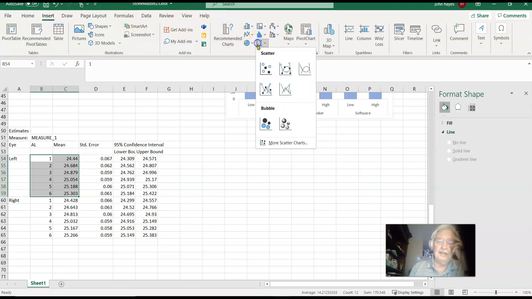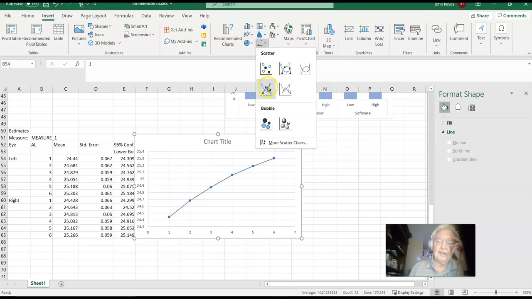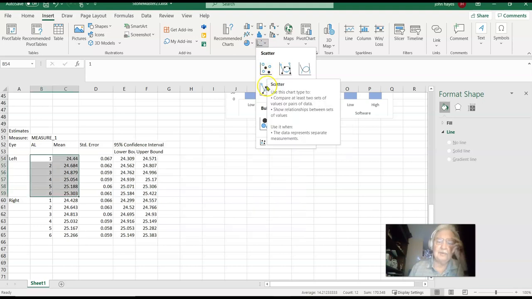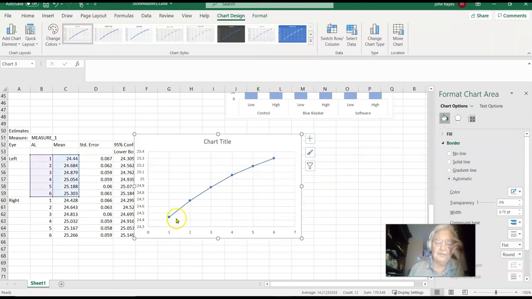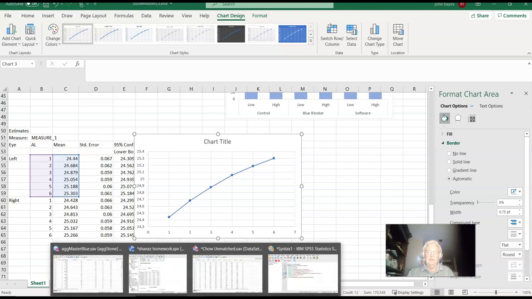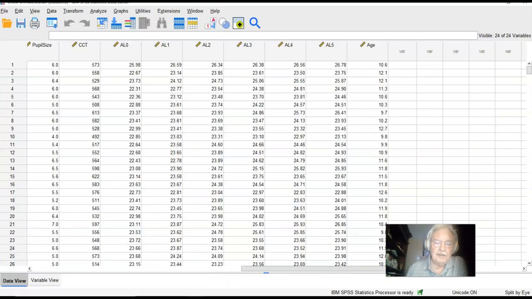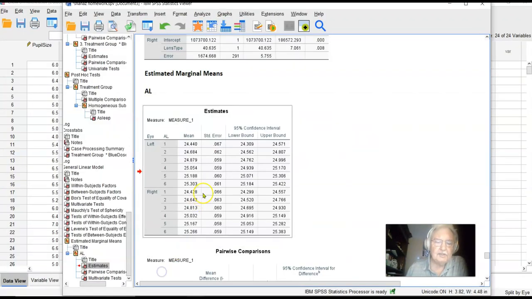But you do a line chart, and we could just do dots, but we're going to do connect the dots. And so you can see axial length is growing as the years go by, which makes a lot of sense. But let's look at what the interaction looks like.